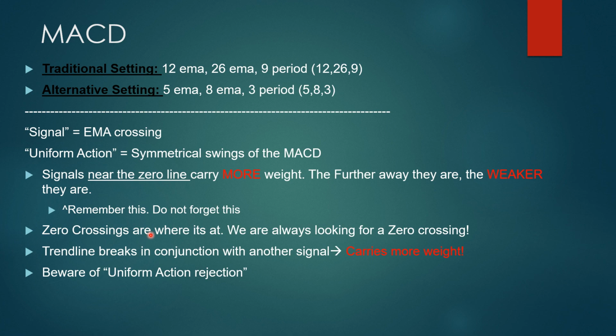Earlier we discussed trend lines. You can also draw trend lines on MACD. Trend line breaks in conjunction with another signal, such as a zero crossing, carry a lot of weight. If I'm losing you here with the context, just stay with me, come back to this slide in a few moments, and you'll see exactly what I'm talking about. And also be aware of uniform action rejection. We said uniform action is when we have symmetrical action, where we come up, come down, and it looks symmetrical. Both sides are equal. So beware of uniform action rejection.